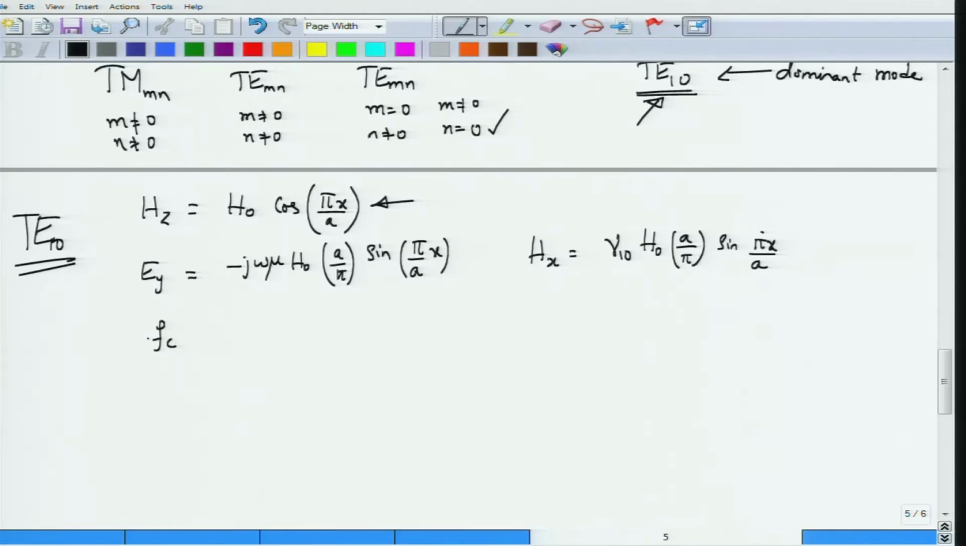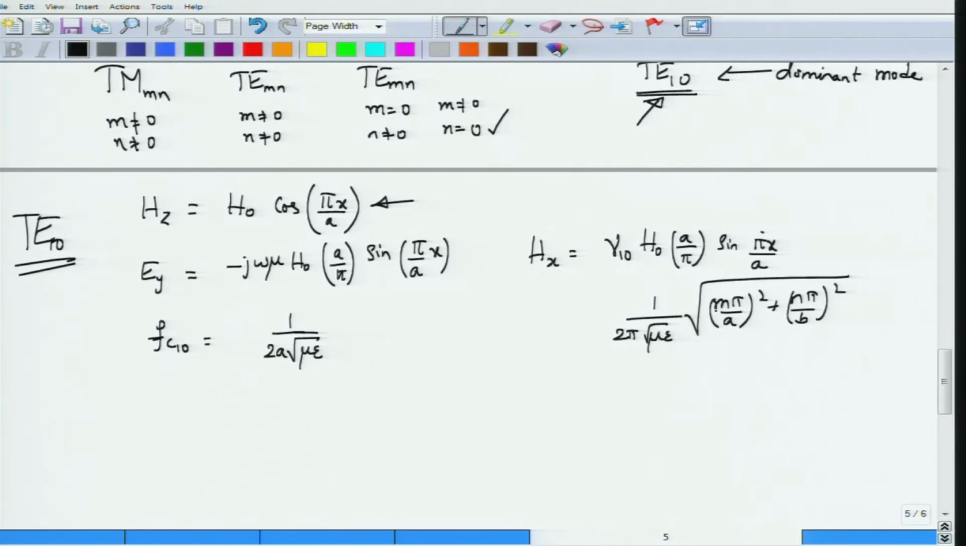First, what is the cutoff frequency for this case? The cutoff frequency expression is the same whether it is the TM mode or the TE mode. Now substitute m equal to 1, n equal to 0, it would be 1 by 2a square root of mu epsilon, right. So you remember this one, it was actually 1 by 2 pi square root mu epsilon times the square root of (m pi by a) squared plus (n pi by b) squared. So now substitute m equals 1 and n equals 0, this b dependence goes away and m equal to 1 will pull out this pi by a here, pi in the numerator and denominator cancels, and this is the expression that you are going to obtain.